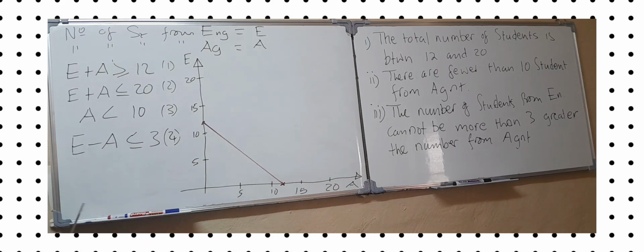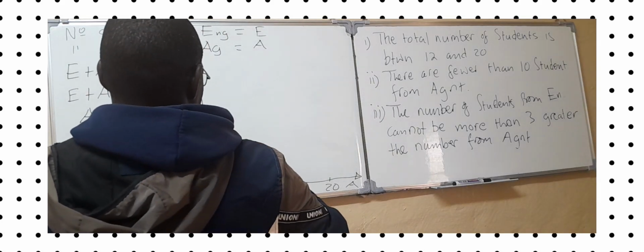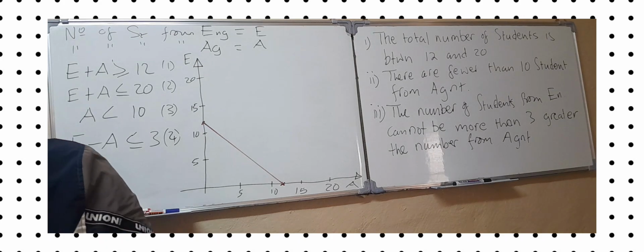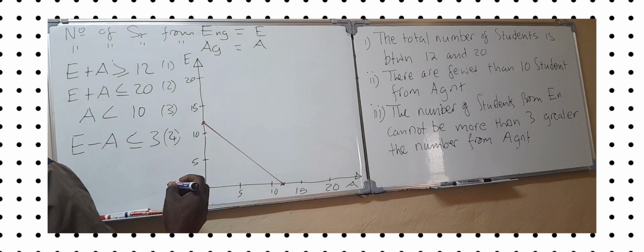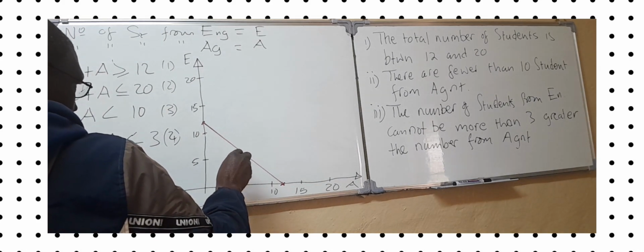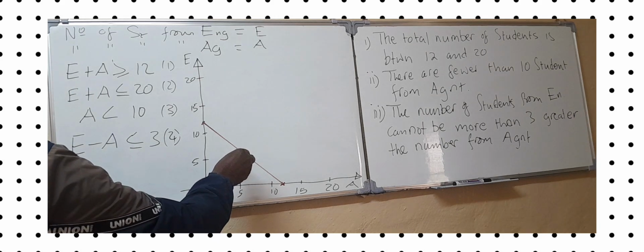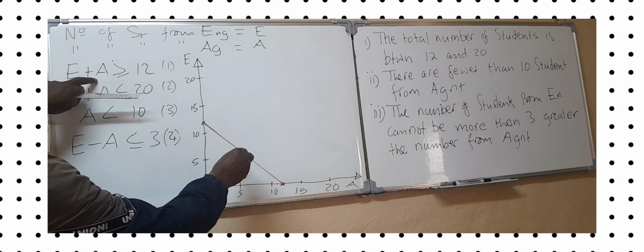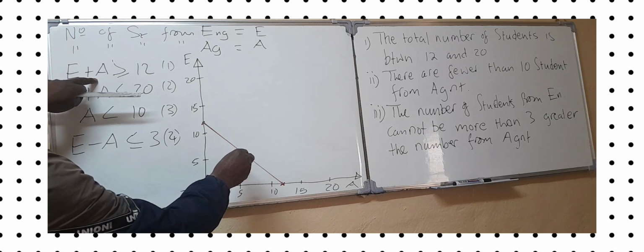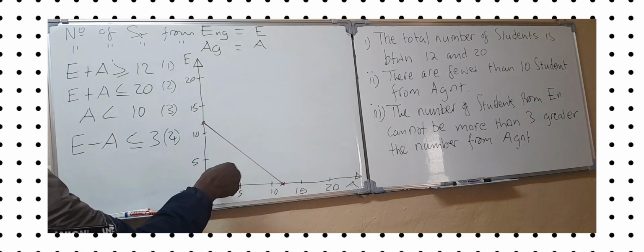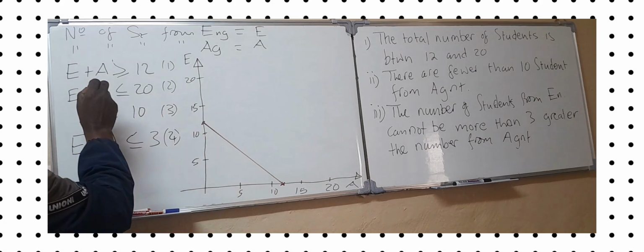Now we have to decide which region we want. Do we want the region above the line or the region below the line? What we do is this. We take any point. Let's take any point below the line. I will take this point representing roughly 5, 5. Now that point represents E is 5, A is 5, which is 5 plus 5, which is 10. But 10 is less than 12. So that would not satisfy the inequality. So all points below this line don't satisfy the inequality.